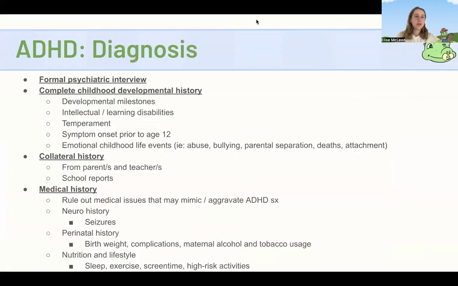In terms of the diagnosis more formally, a formal psych interview is usually involved, and then a complete developmental history, a collateral history, and a medical history as well. And I think this is where a lot of downfall with ADHD diagnosis is at the moment, with the rise of these one-stop shops for diagnosis and medication prescription that are quite scarily available in the community at the moment without too much regulation. And they usually aren't nearly as thorough as they need to be. And they're sort of a bit more of a money-making service.